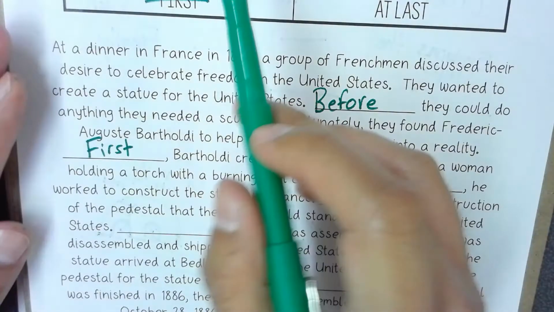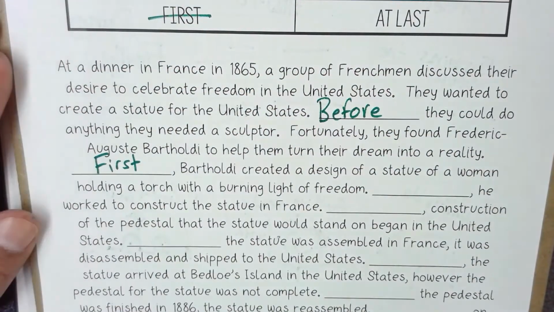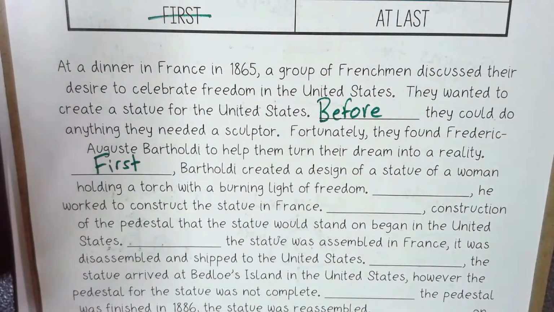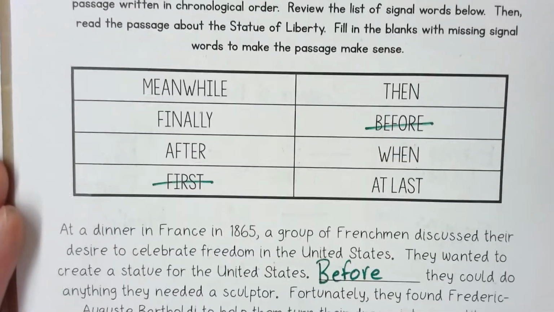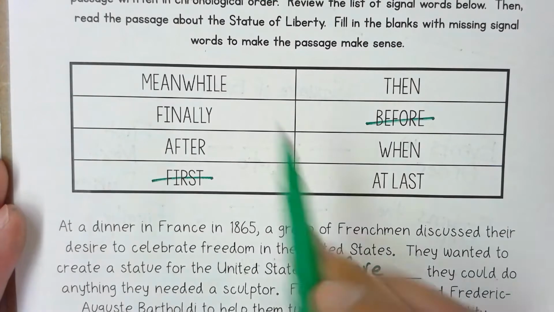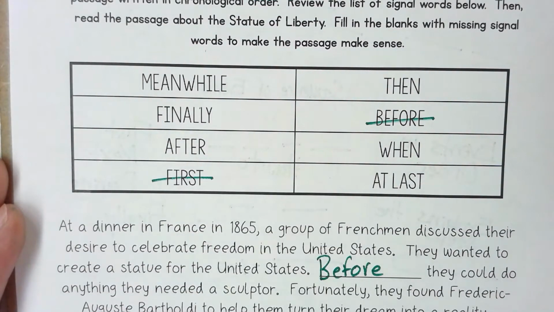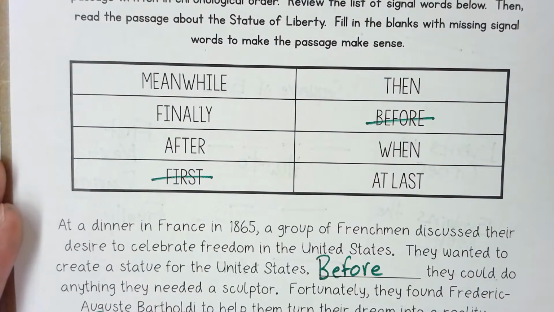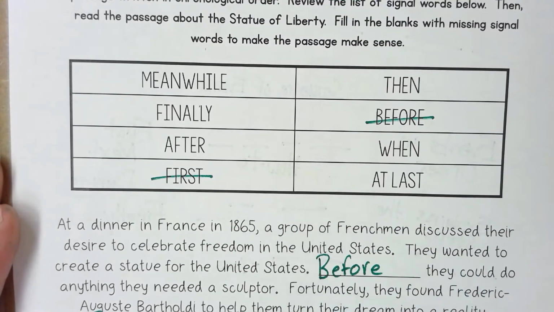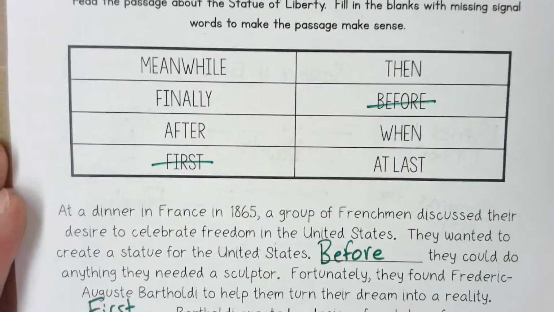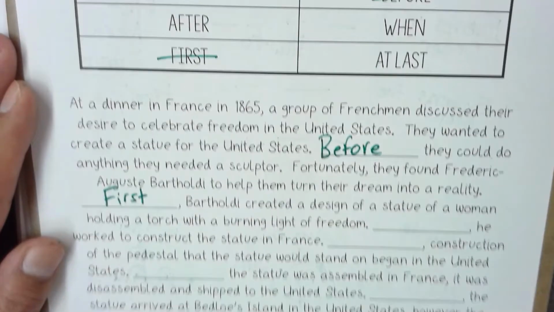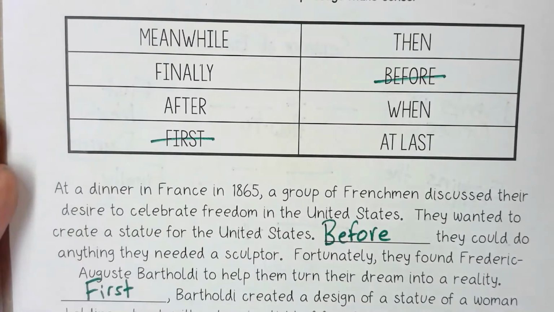Now we need another signal word that shows another event. The next one. Which of these signal words is similar to next? Meanwhile. Meanwhile, he worked to construct the statue in France. Close. It's not finally. After he worked to construct the statue in France. No. At last would signify that it's towards the end, but it's not towards the end. When or then? Let's try then.